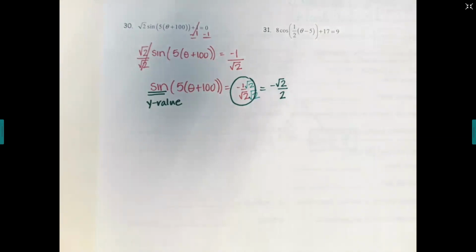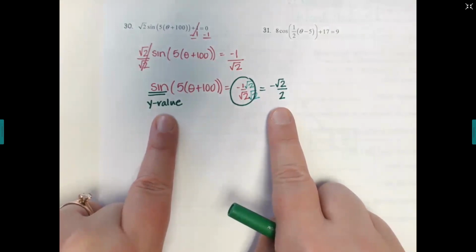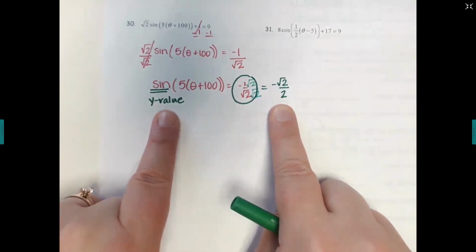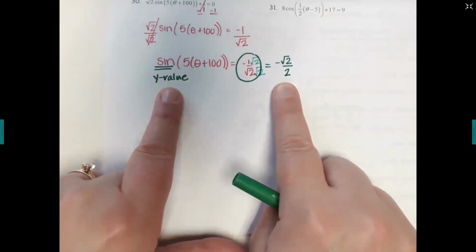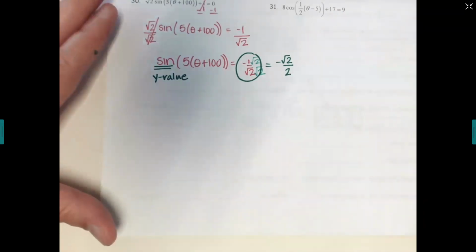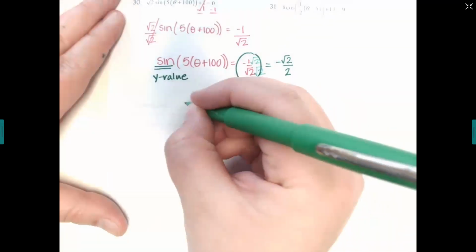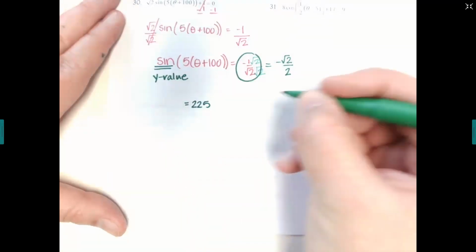So look on your circle, for the Y value to be negative, should you be looking at the top half of the circle for a negative Y value or the bottom half? Bottom, so tell me the 2 places that your Y value is a negative root 2 over 2, we're gonna be in degrees for this page. 225 and what? 315.